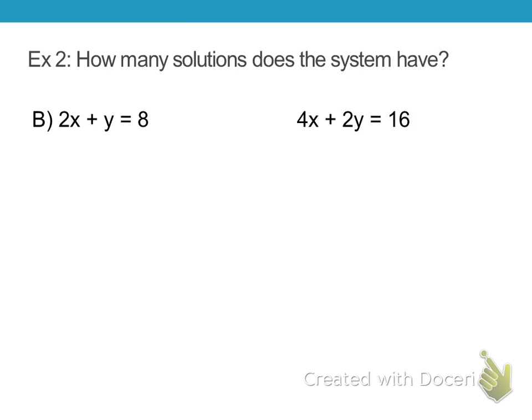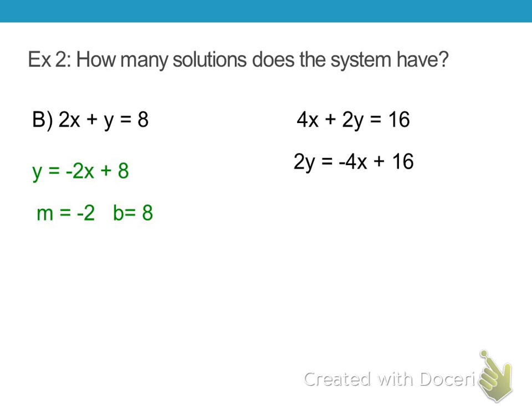All right, how many solutions does this system have? So first we want to find the slopes and the y-intercepts. So start by getting y by itself. In the first one, you can just subtract 2x from both sides. And we get the slope is -2 and the y-intercept is 8. We'll need a few additional steps on the second one. Anyone know where to start?